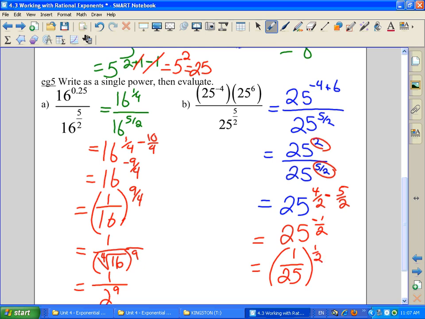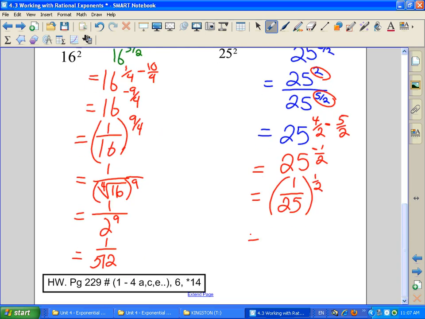And then simplifying that, we apply the square root. So 1 over the square root of 25 equals 1/5. There we go. Just again, ladies and gentlemen, if the bases are not the same, try to get the bases the same so then you can apply all your exponent laws.